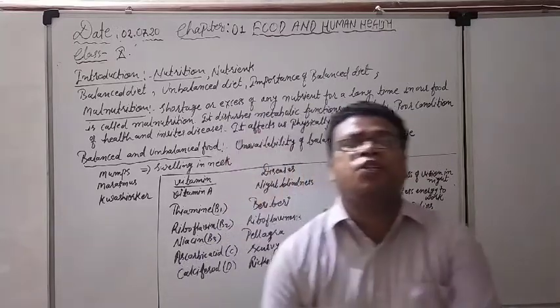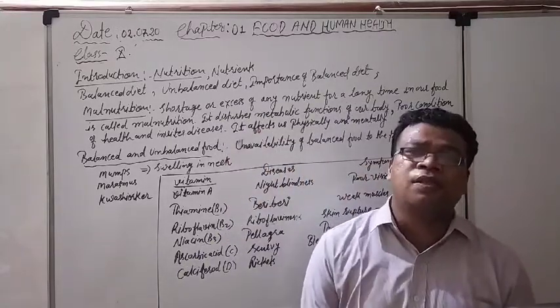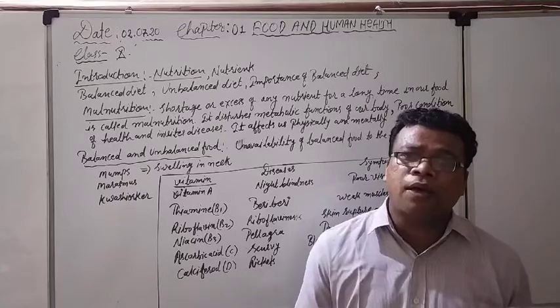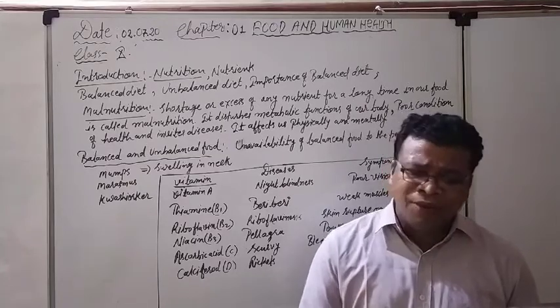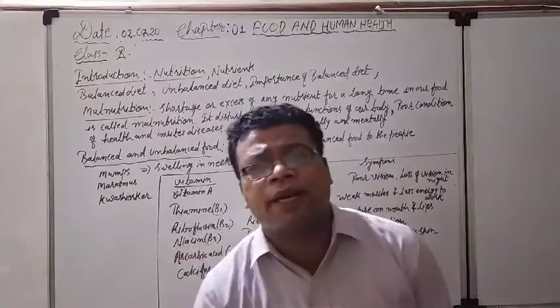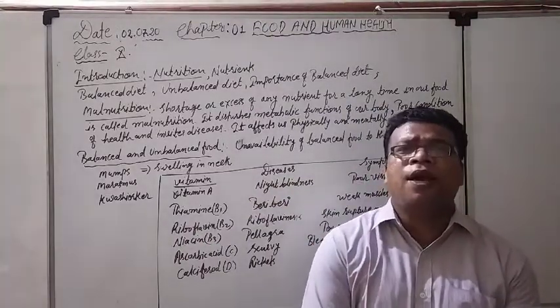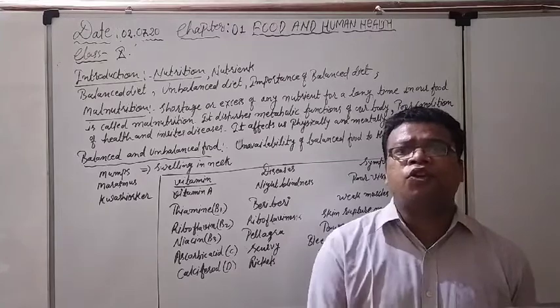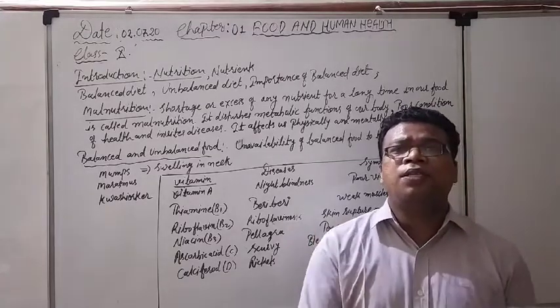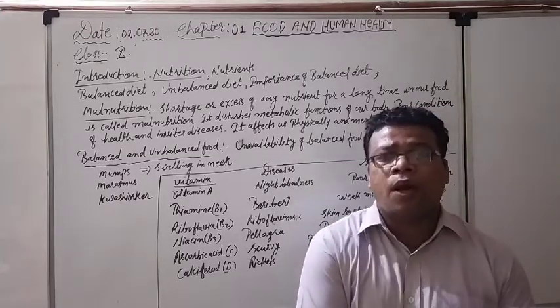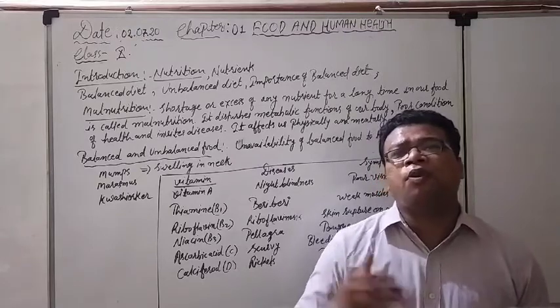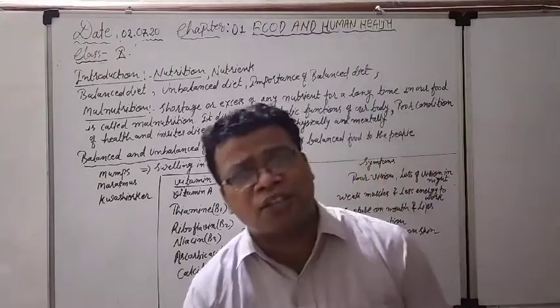Because it is very much necessary for the development of the muscles and the bones. Right now, vitamin is actually a micronutrient. Micro means less quantity is required for the human body. What is the function of vitamin? Vitamin is a protective food. Why? Because it protects the human body from various kinds of diseases and infections.